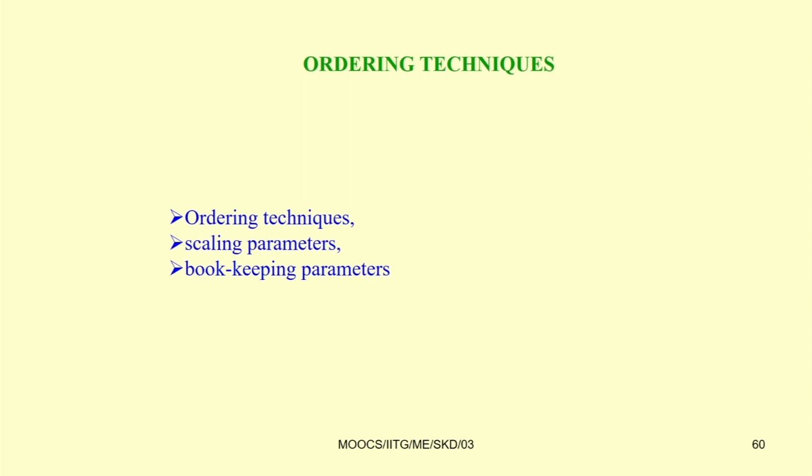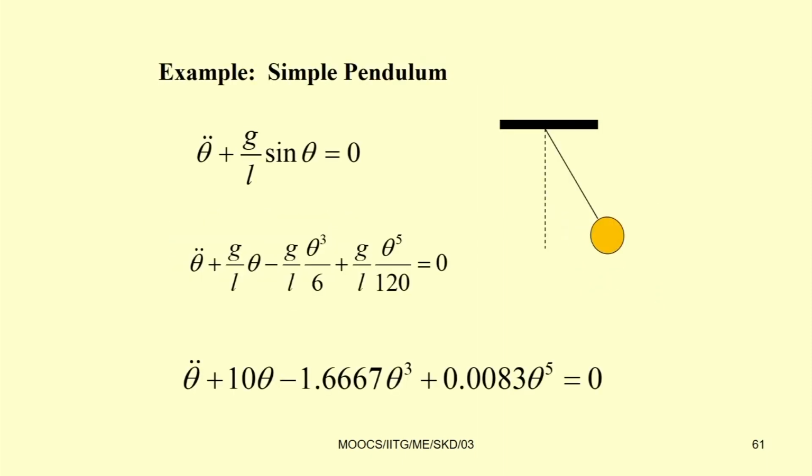So, we can use the scaling parameter R and the bookkeeping parameter epsilon. These two terms I introduced in the last class. So, let us revise that briefly and then we can see what are the commonly used nonlinear equations which we are going to study in this course.